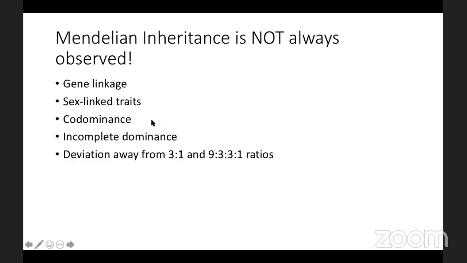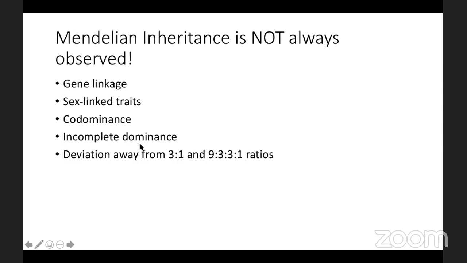So codominance is the form of inheritance where you see both alleles expressed at the same time. A good example of this would be blood types, right? So you probably remember learning about those glycoproteins that are expressed on the surface of your blood cells. If you are type AB blood, you're going to have a co-expression of the A and the B type proteins.